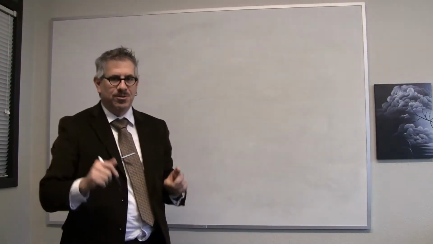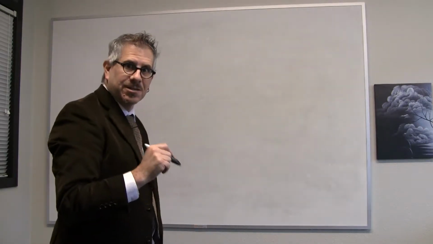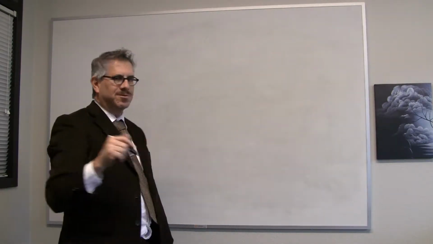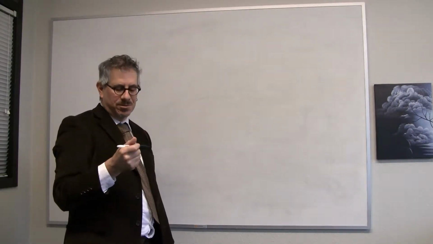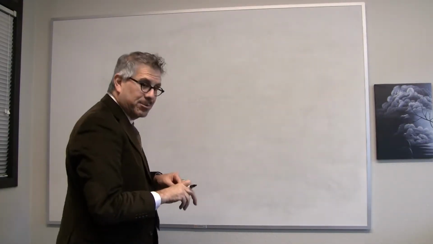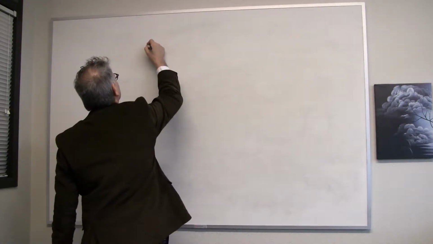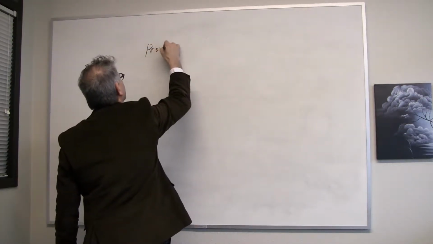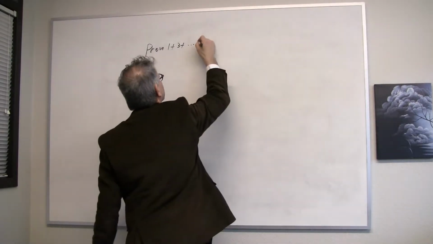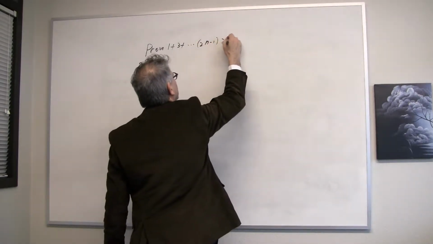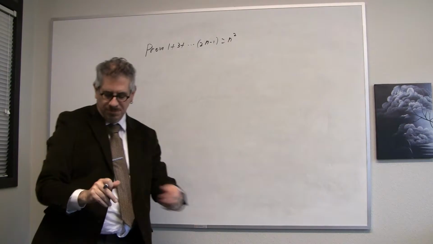Alright, I'm making this video mainly for my 215 class and mainly to address the issue of what can go wrong in a proof using mathematical induction. So I want to take an example from the latest homework, which was the following. Prove that the sum of the first n odd numbers is equal to n squared.